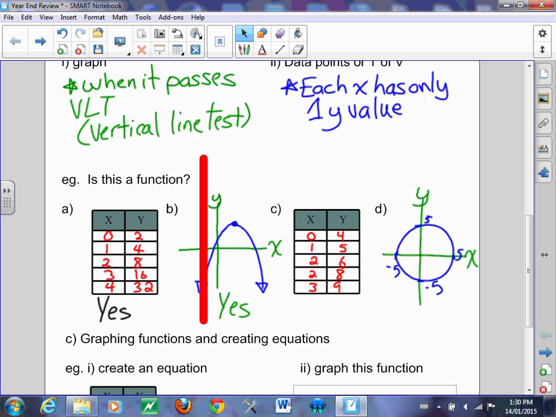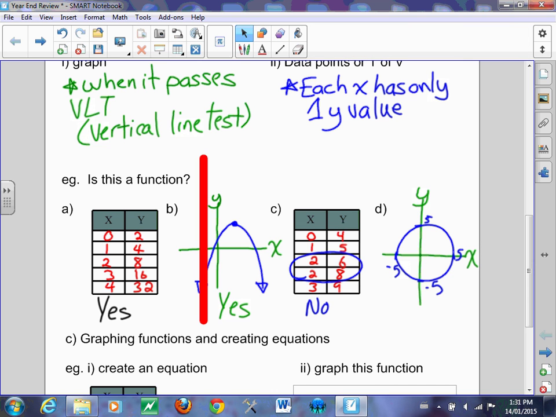Take a look at example C. Does each x have only one y? Here's a case where it doesn't. Please note why. When you have an x that's 2, you have a y value of 6 or 8. So no, this is not a function.